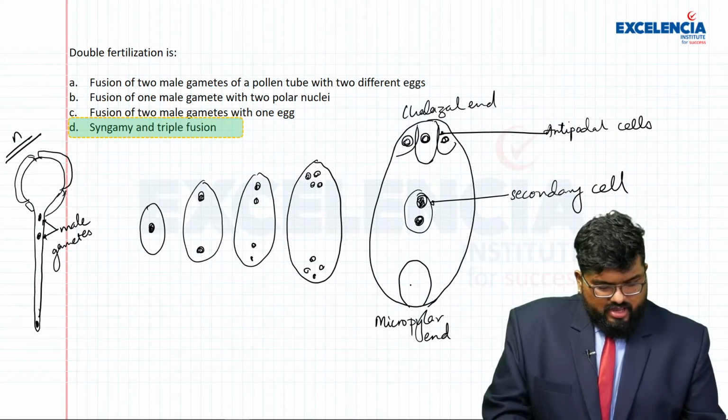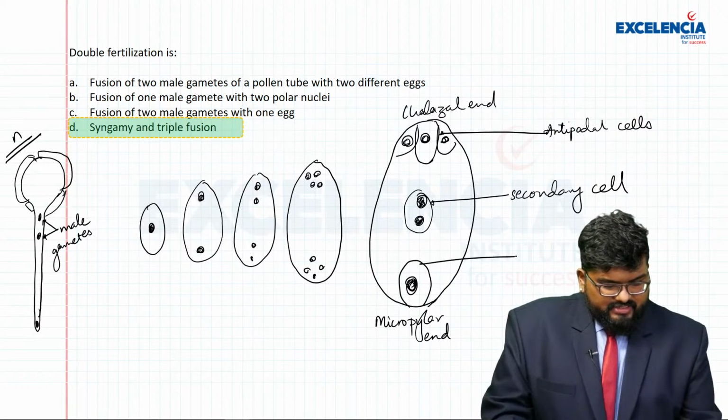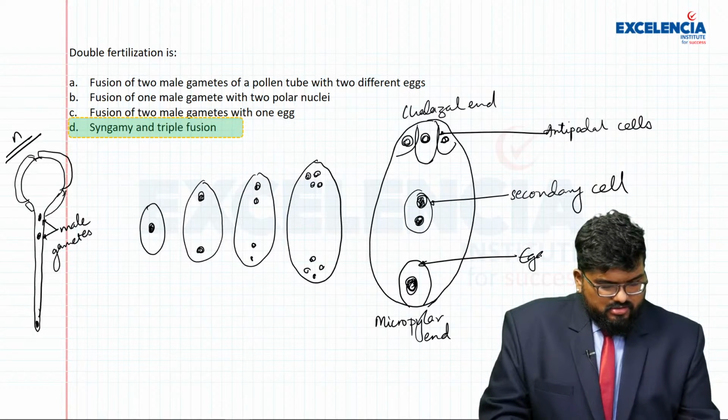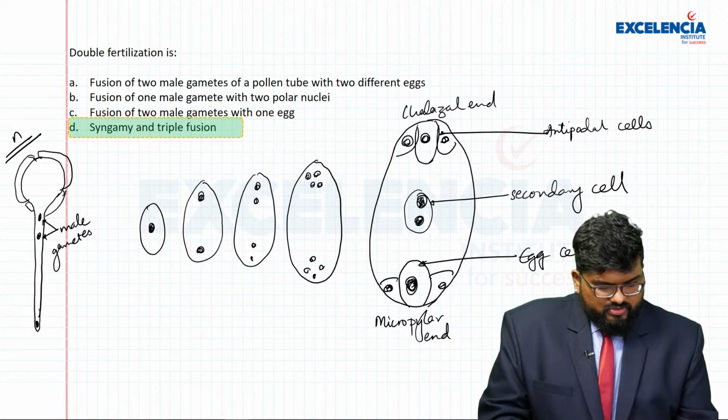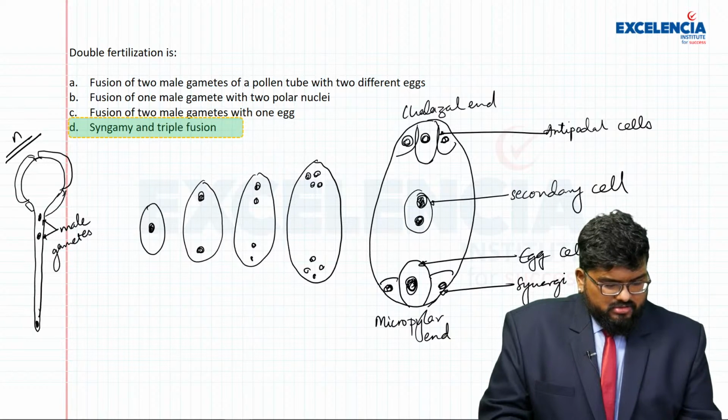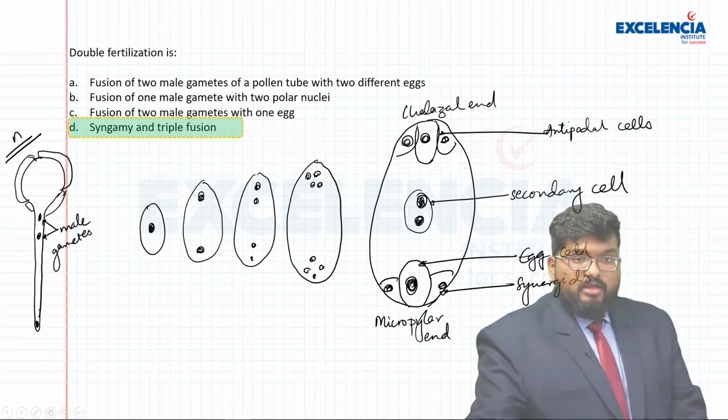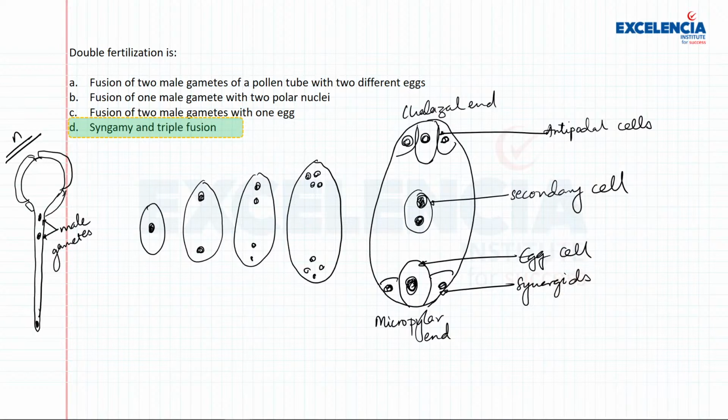And over here what we have is the egg cell, and then two more cells which are synergids. Got it? Now, when the pollen tube enters the ovule, it ruptures at the synergids. The synergids guide the pollen tube.